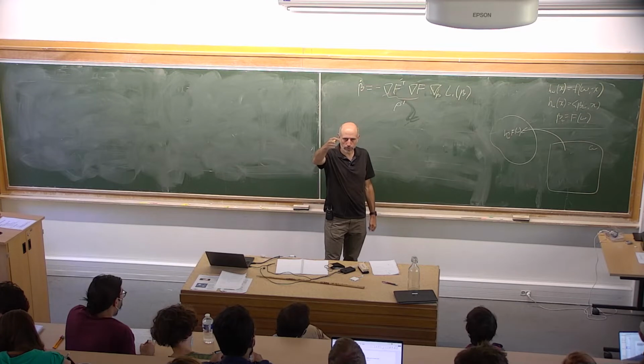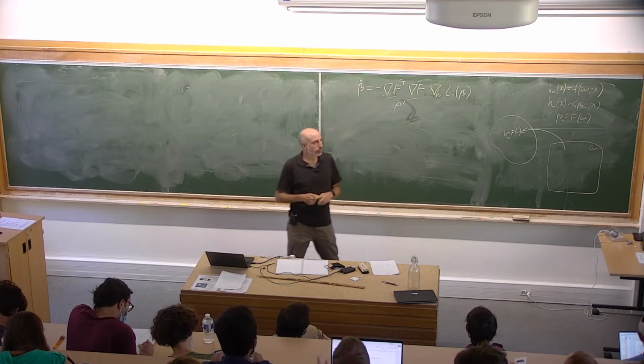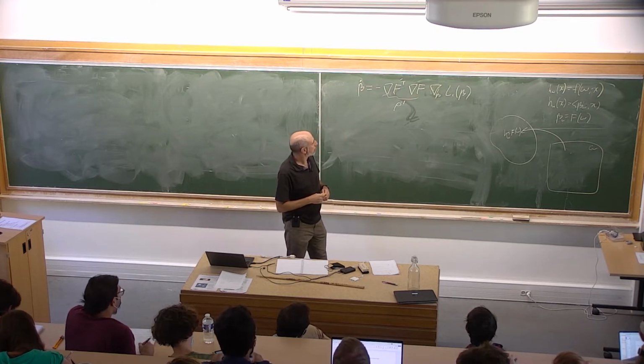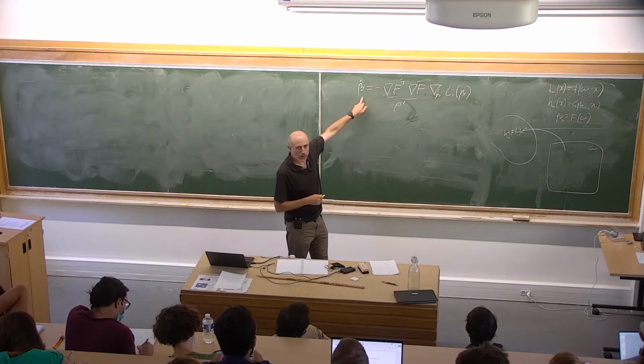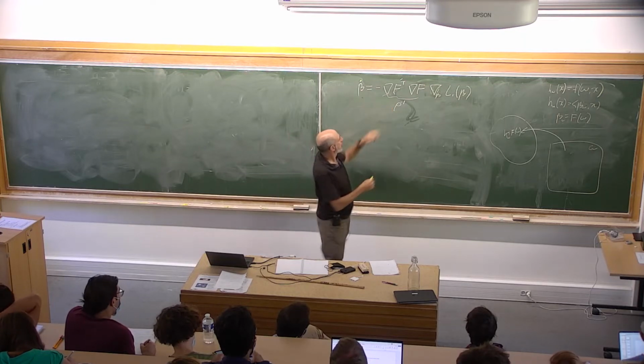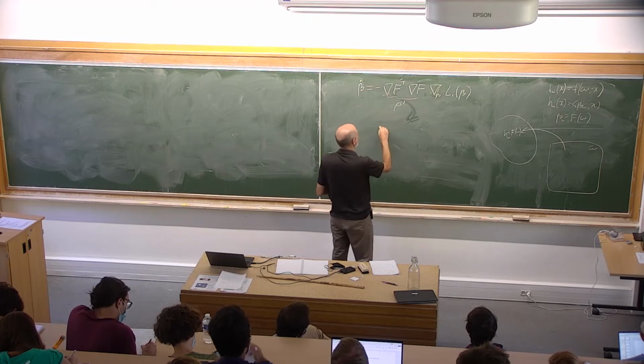Question? Yeah, the gradient on the left-hand side is with respect to W, right? The gradient, which gradient? Here? Gradient of F. So this is the Jacobian of F.